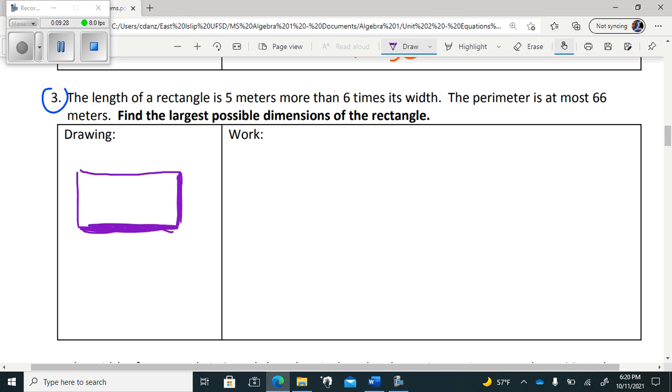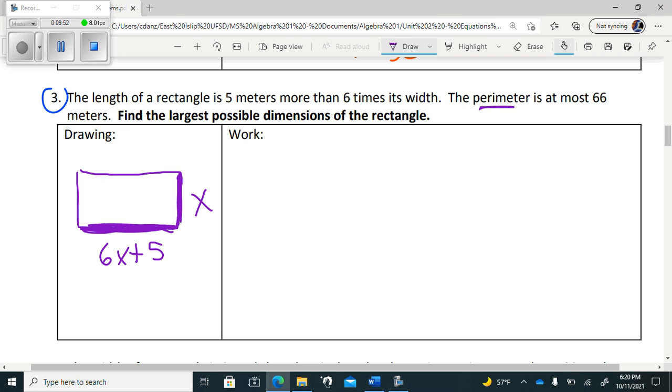So the length of a rectangle is 5 meters more than 6 times its width. So I don't know what the width is, but it says that the length is 5 meters more than, so it means I'm adding on 5 to 6 times the width, to 6x. The order that we write this is important. It should say 6x plus 5. 5 gets added on to 6 times the width.